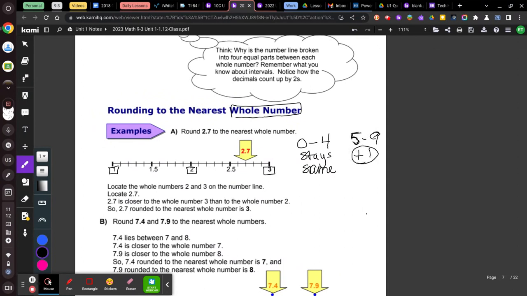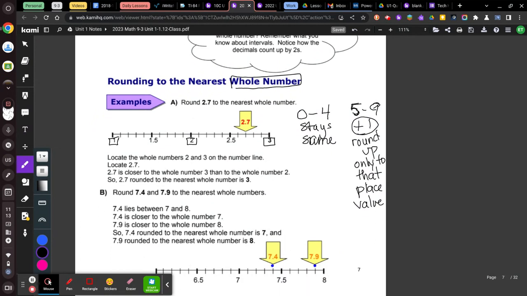That's called rounding up. If you round up, that means you're adding 1 to that one place value, only to that place value. You're not rounding every digit. You're only rounding some of them.